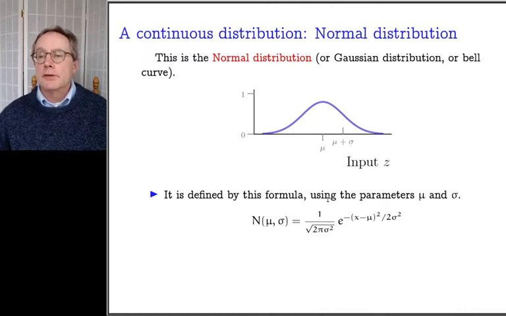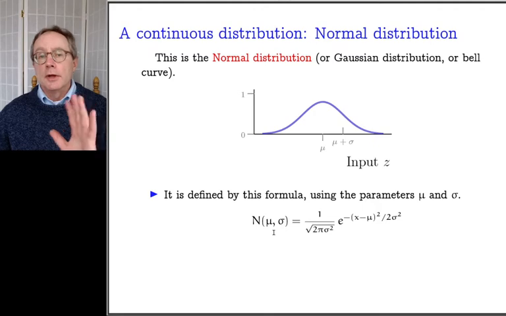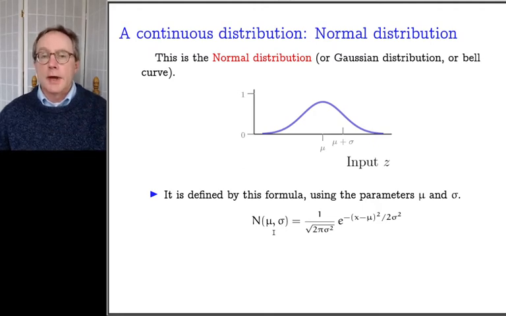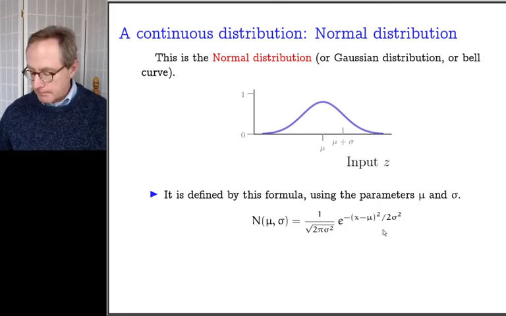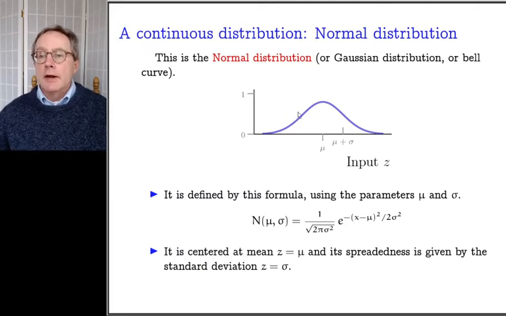I'll remind you that it's defined by a formula, and you're not responsible for the formula, but just to have mentioned it, because at some point later on in the course, I'm going to want to say something doesn't follow the formula, and for that I need to have shown you the formula. Here it is. Okay, so it somehow involves pi and e and all kinds of other stuff. There is mu and there's sigma in the formula. It's centered at, of course, the mean mu, and its spreadedness is given by the standard deviation here. That distance there is a distance of sigma.